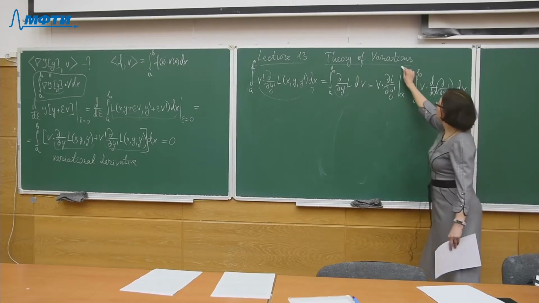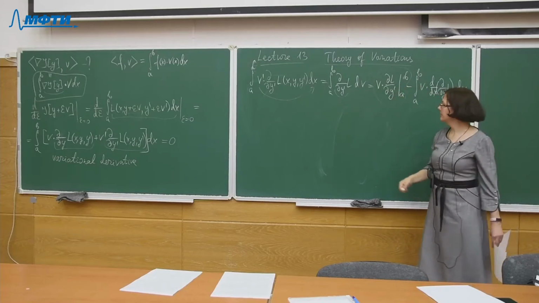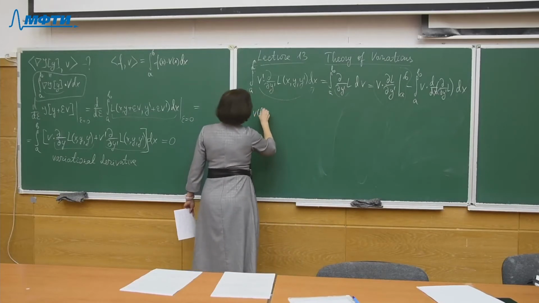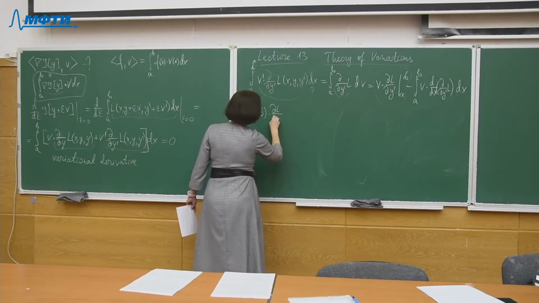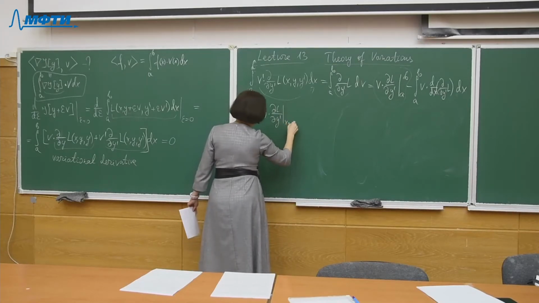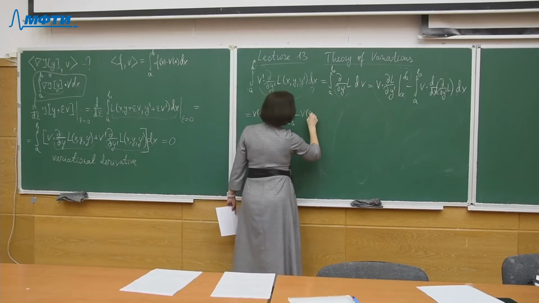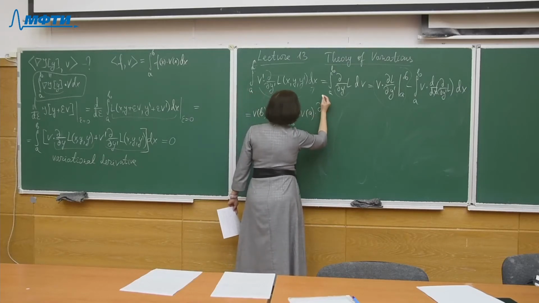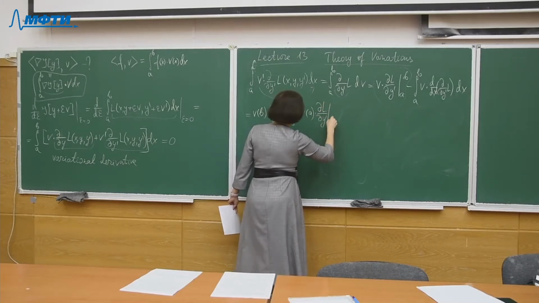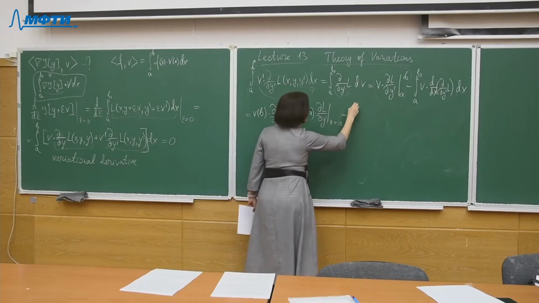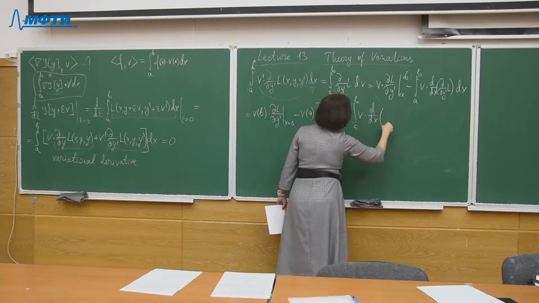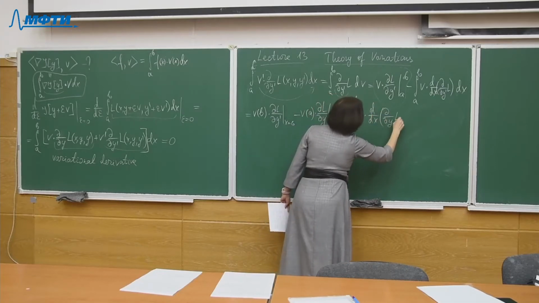Well, now let's discuss this first part. It is equal to v of b times dL over dy prime at x equals b, minus v of a times dL over dy prime at x equals a, minus the integral from a to b of v times d over dx of d over dy prime L dx.